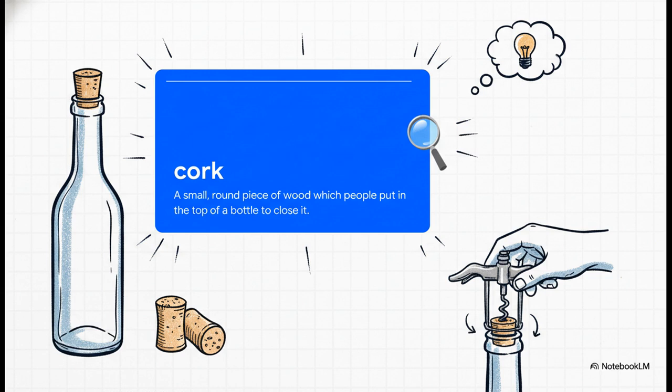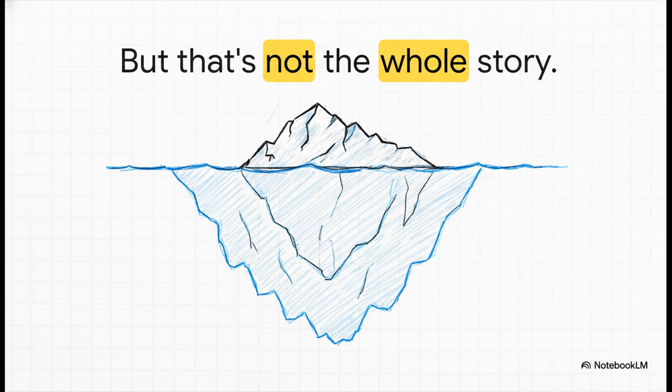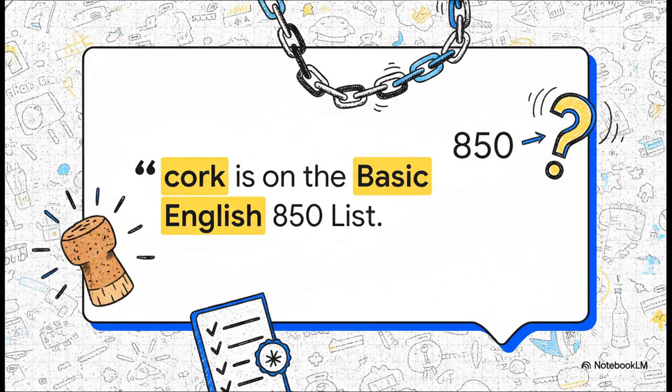Simple enough. But come on, if that was all there was to it, this would be a really short explainer, wouldn't it? That simple definition is just the tip of the iceberg. There's something else going on, something buried in that dictionary entry that changes absolutely everything. And there it is, right there on the page. This one little sentence: cork is on the Basic English 850 list.